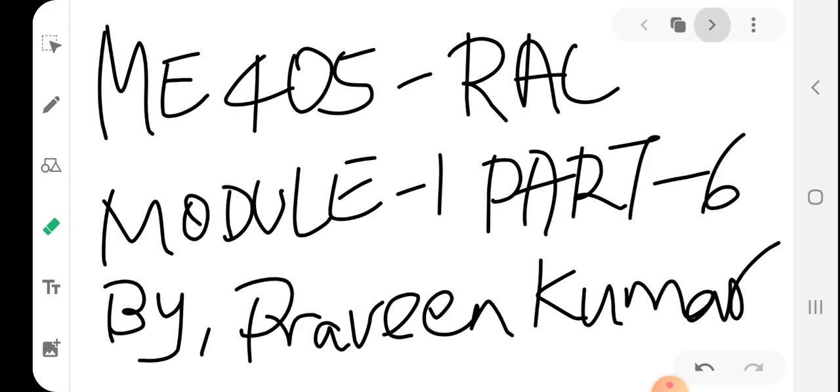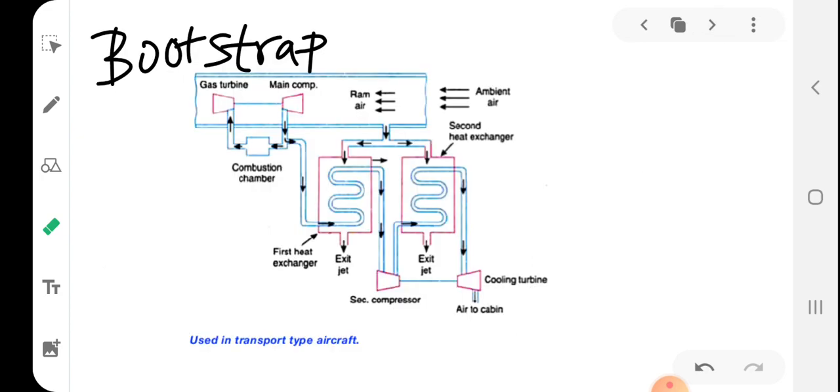Okay, so the first one is the bootstrap system. Students, you can see here the ambient air is introduced into the aircraft, and ramming takes place. Here it gets rammed. After ramming, its pressure is increased a bit. This increased pressure air again enters our compressor, the main compressor. The main compressor will increase its pressure to a higher pressure.